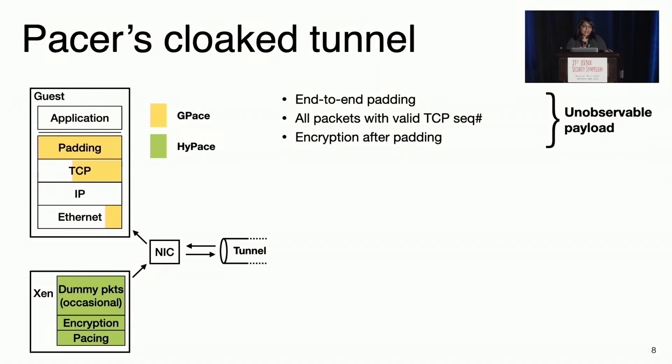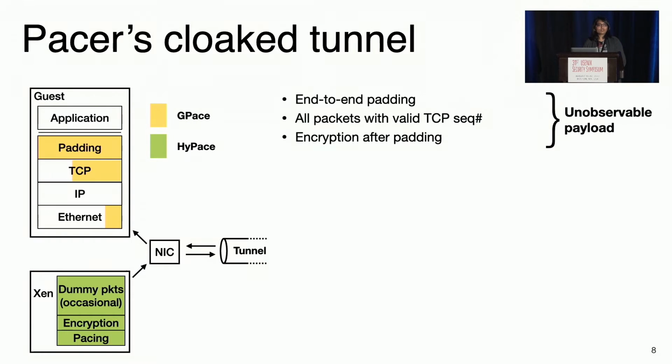So the payload packets are padded at the padding layer above TCP inside the guest kernel, which ensures end-to-end padding. Dummy packets are generated in the hypace layer when there is delay from the guest in generating a payload packet. And importantly, these have valid TCP sequence numbers, which it gets from the TCP sequence information, which is shared from the guest TCP layer.